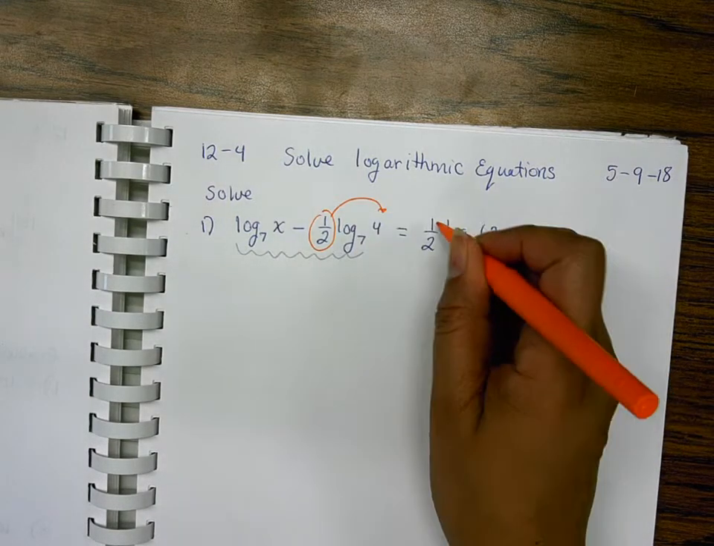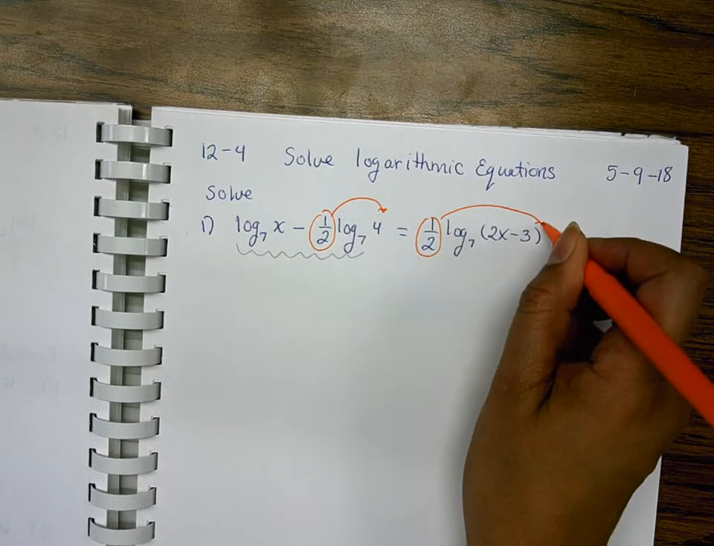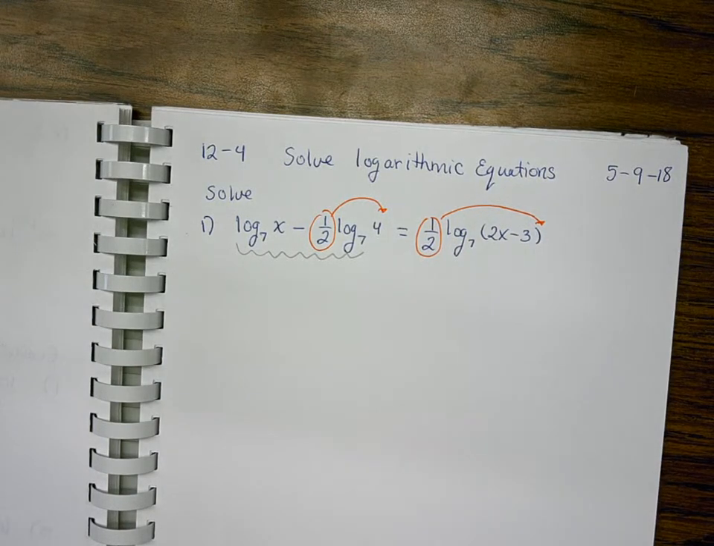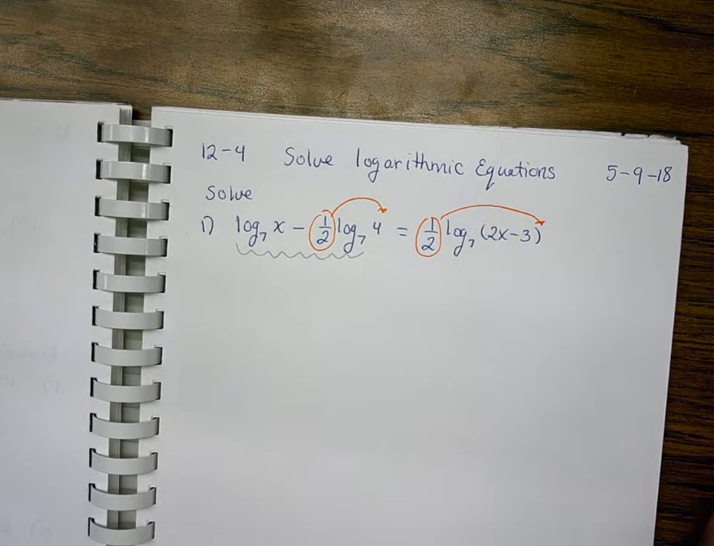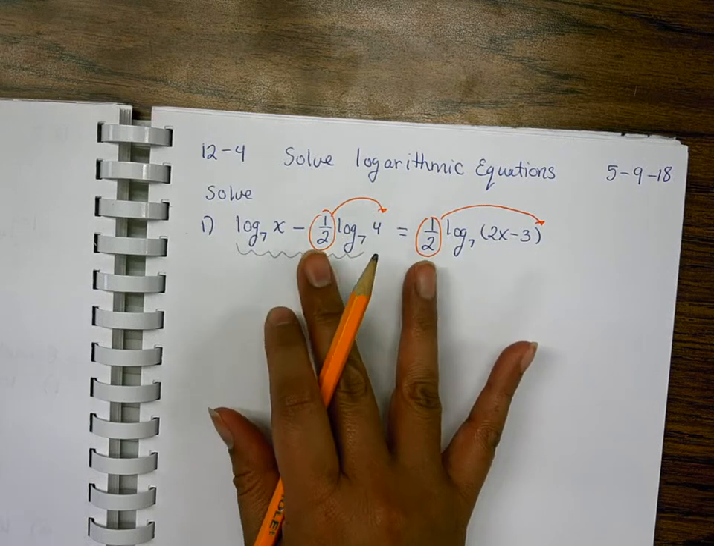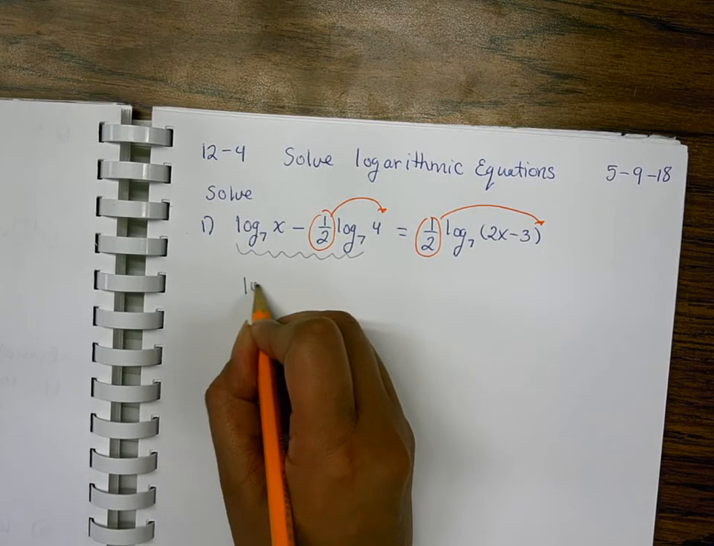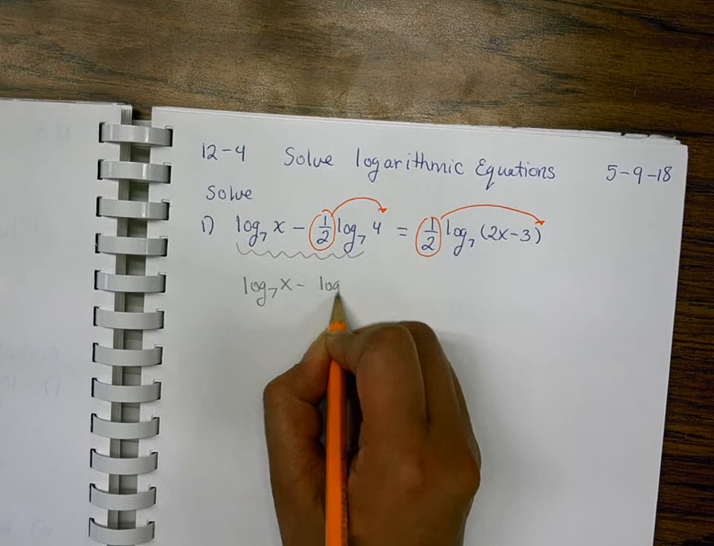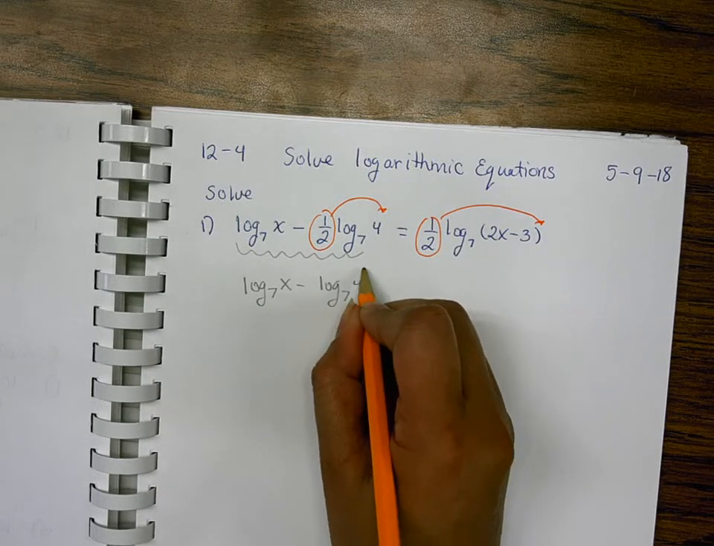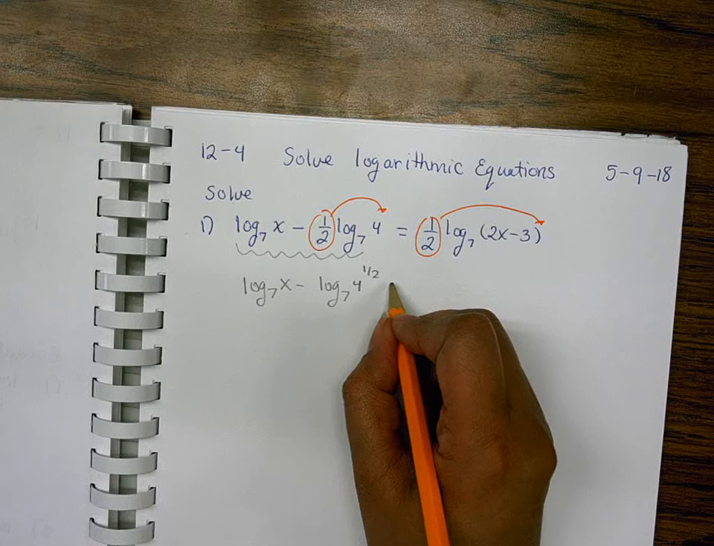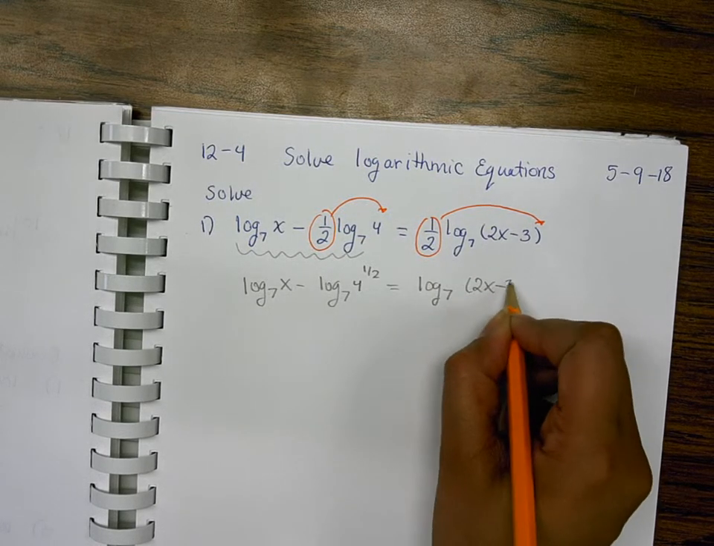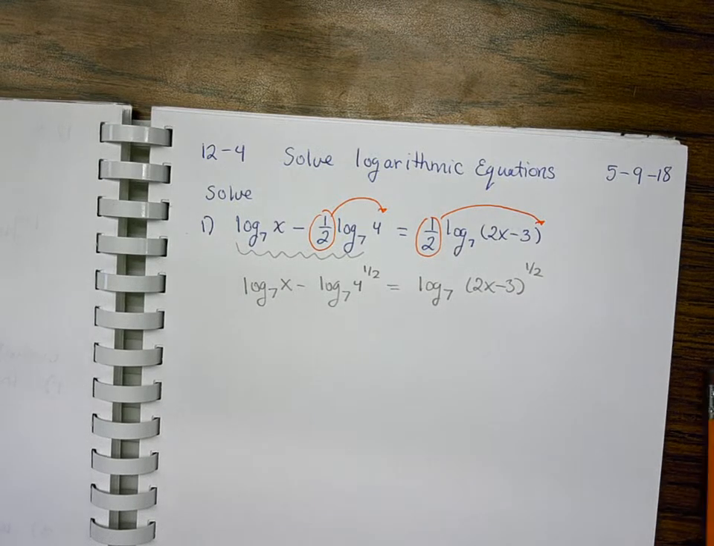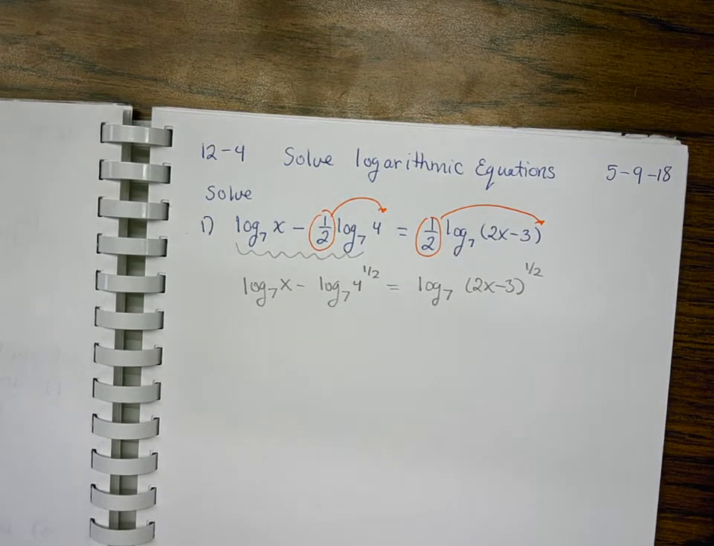And if you remember, when we condensed, we always brought these exponents up first, and we're going to do it on this side as well. So that will always be the first thing you do. If you have any coefficients, you bring the coefficients up as exponents. You're always going to bring your coefficients up first. Okay, so it's going to look like this. Log base 7 of x minus log base 7 of 4 to the 1/2, which we can simplify later, equals log base 7 of 2x minus 3 raised to the 1/2.